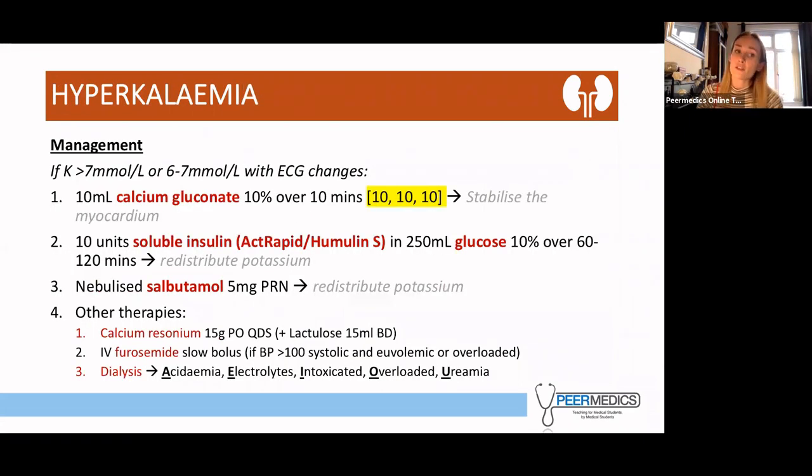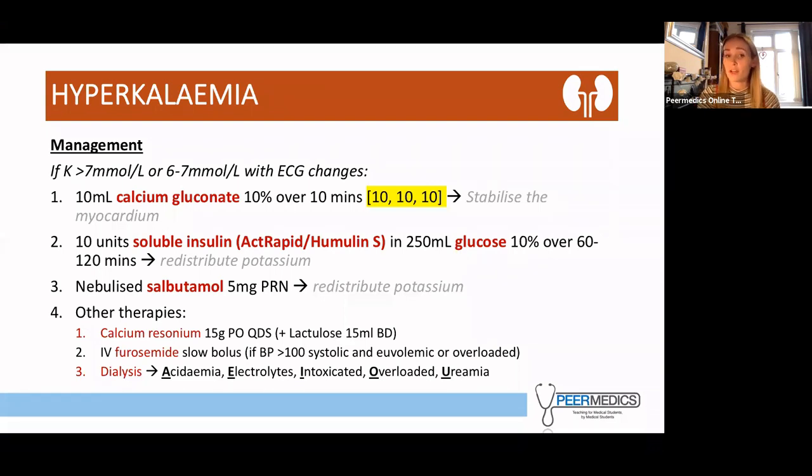Okay, so the management of hyperkalemia. If your potassium is over 7 or it's 6 to 7 with ECG changes, then you need to give calcium gluconate. So this is 10 mLs of 10% over 10 minutes. And you can remember this as 10, 10, 10. Now this acts to stabilize the myocardium. So all that's doing is protecting the heart. It's not actually doing anything about the high level of potassium that you've got.